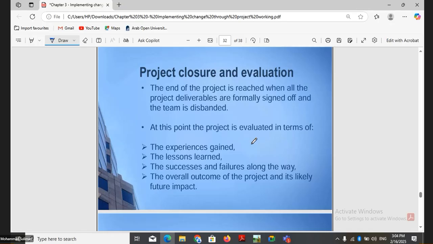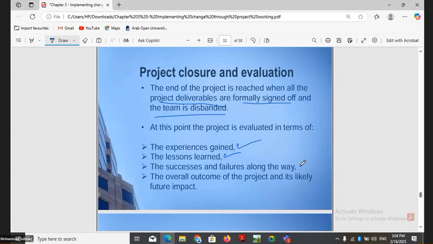The project is evaluated in terms of experience gained, what lessons we learned from the project, the success and failure along the way. What makes the project successful, or if it is a failed project, what are the points that led to its failure, the overall outcome of the project, and the likely future impact of the project. This is all recorded in the project closure and evaluation stage, which is the last stage of the project.